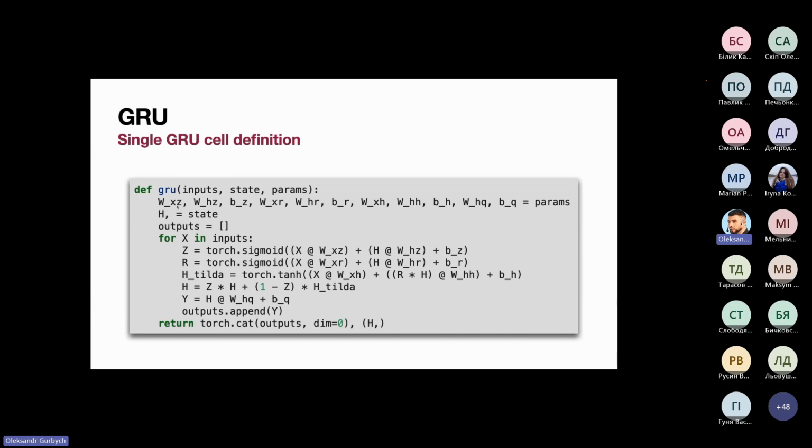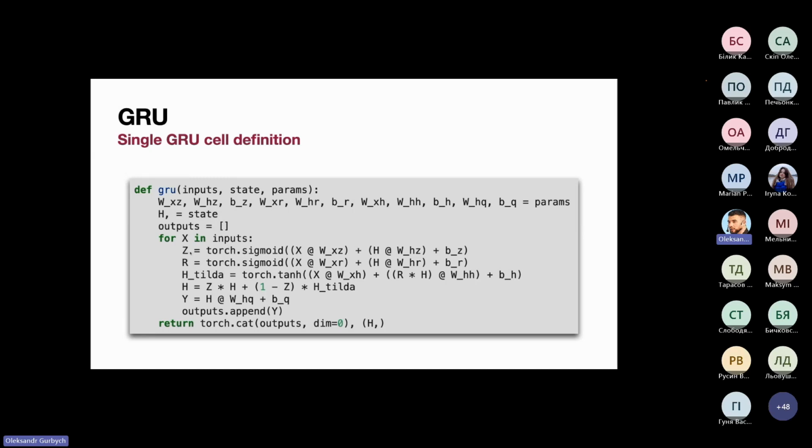You have WXZ, WHZ, WXR, WHR, WXH, WHH, WHQ, and corresponding biases. The rest is the same. You have a hidden state. You iterate over elements in your sequence.